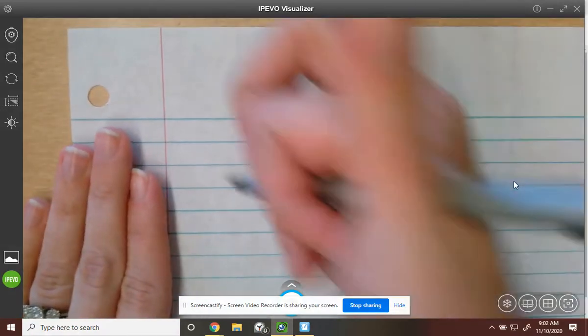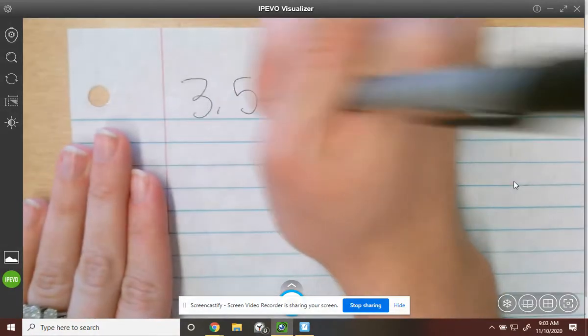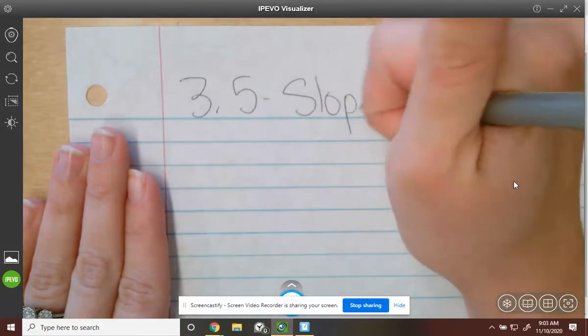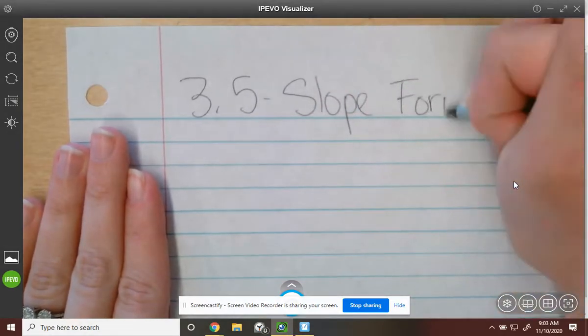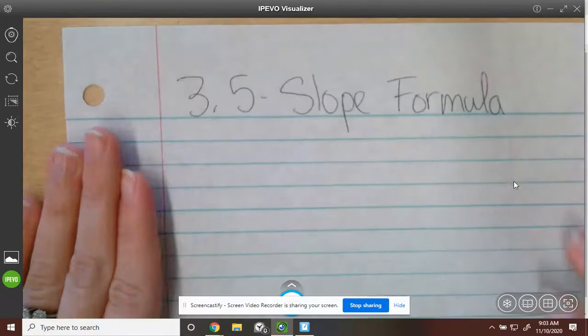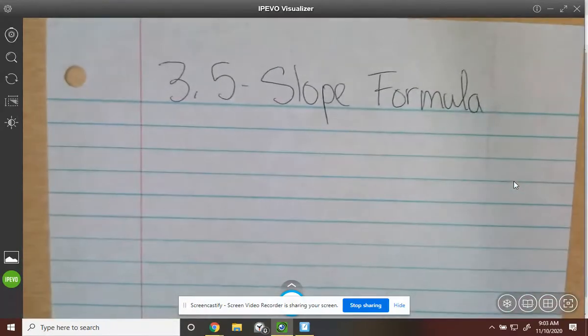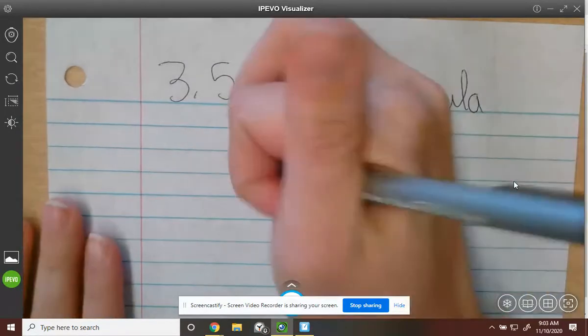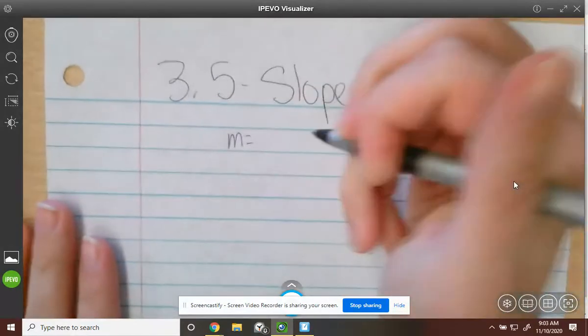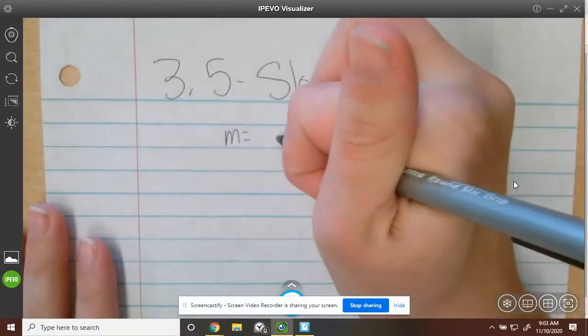Okay, so today we're going to do 3.5 slope formula. Okay, sometimes we don't have a graph, so we can't count slope. So we have to have a formula so we can mathematically get slope. So here's our formula. It looks really confusing, but I promise you it's not terrible once we get started.